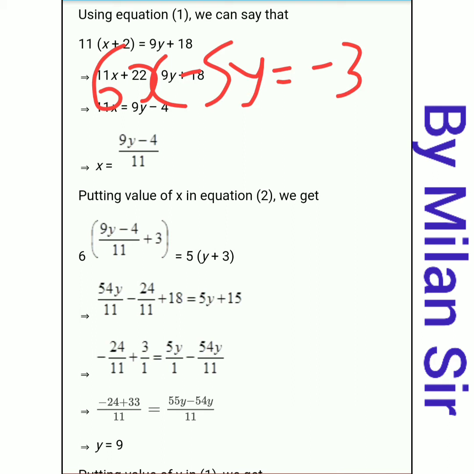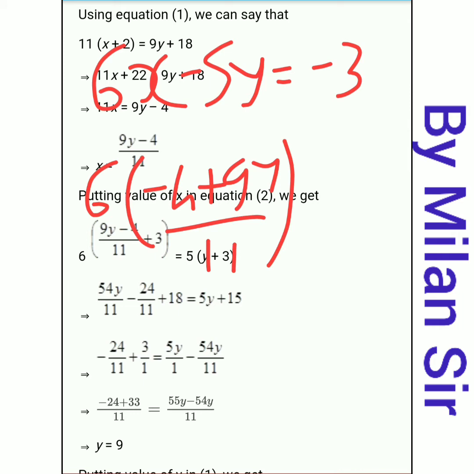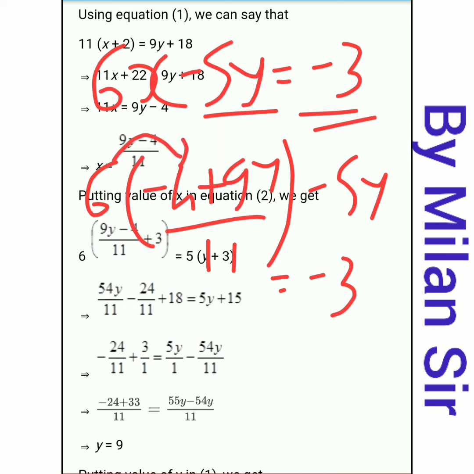Now put the value of x in equation number 2. So in place of x, I'm writing minus 4 plus 9y divided by 11. That value we get from equation number 1. So I put the value of x here, then minus 5y as it is, minus 3 as it is. Now multiply this 6 with this bracket and take LCM. Your LCM is 11, because here 11 is present in the denominator.